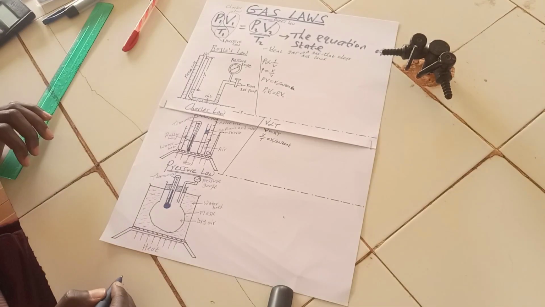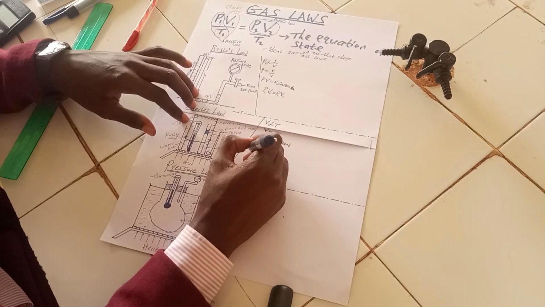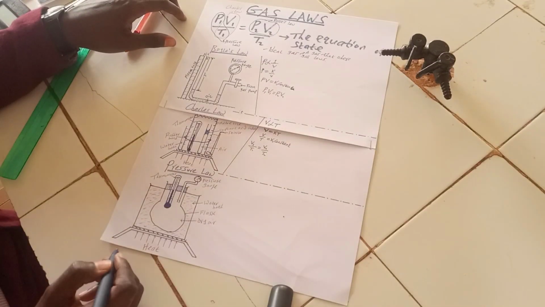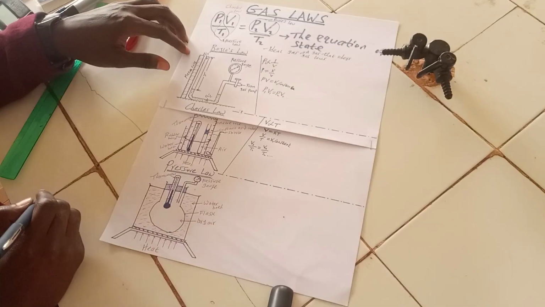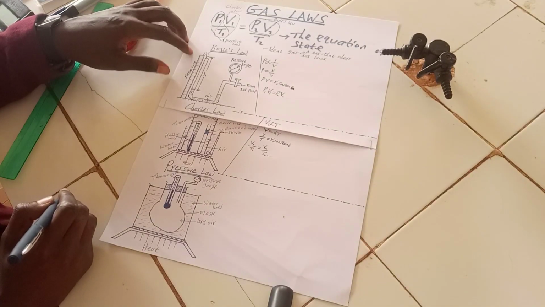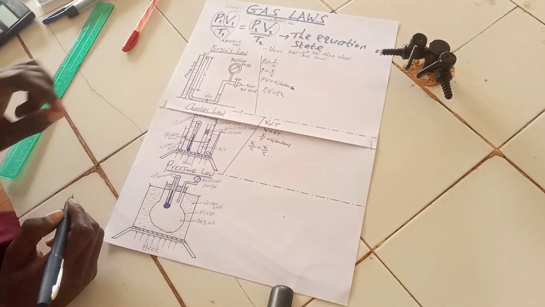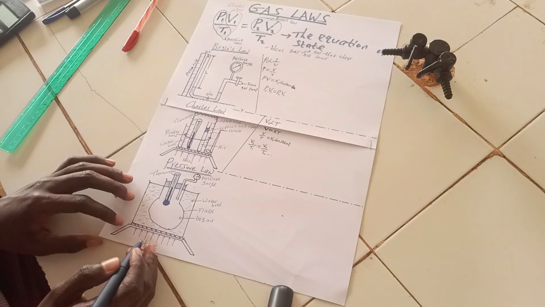Volume over temperature is a constant, and that simply means volume 1 all over temperature 1 is equal to volume 2 all over temperature 2. That is a continuous formula, because we are saying if you divide volume by temperature, you get a constant, a fixed number.